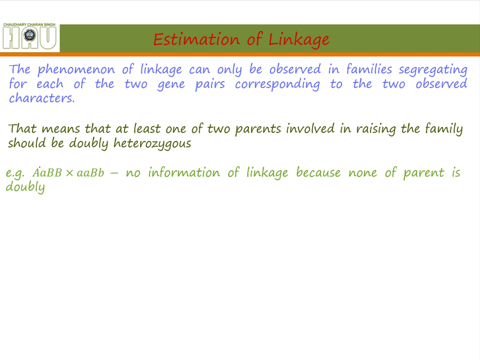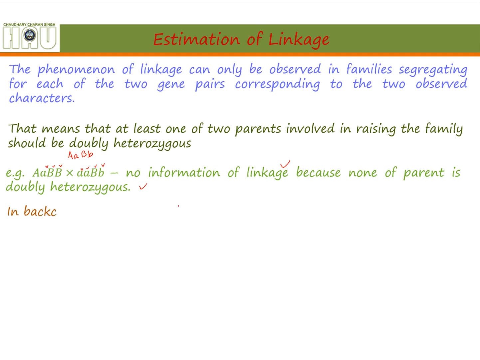In this case, capital A, capital B, small a, capital B, small b means none of the parents is double heterozygote, like this: capital A, capital A, capital B, small b. None of the parents is double heterozygote. So no information of linkage can be estimated because none of the parents is doubly heterozygote.